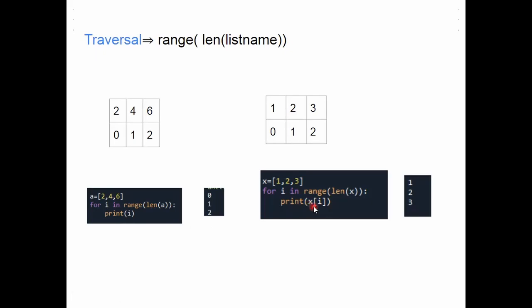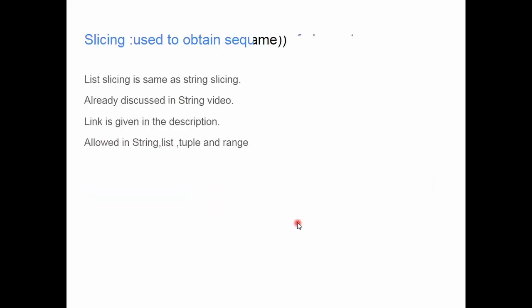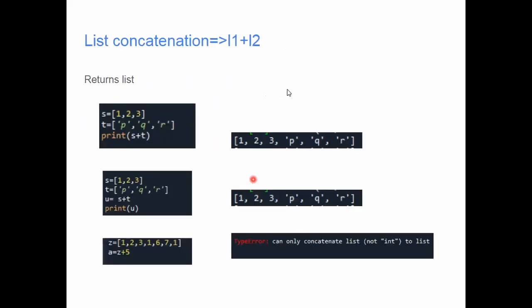If you want the element which is present at an index, we have to use the list name, then square brackets and the index number. And slicing is already covered in strings, so you can watch that video. We will provide the link in the description.